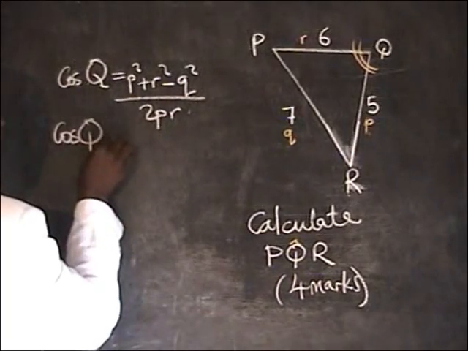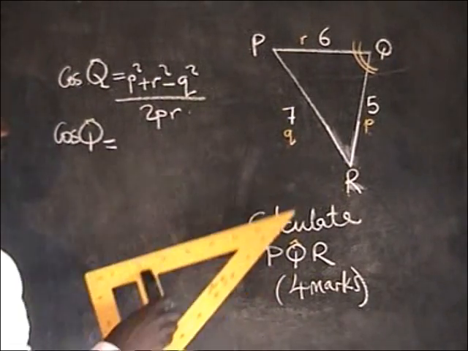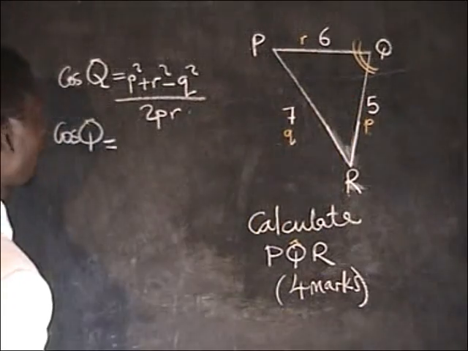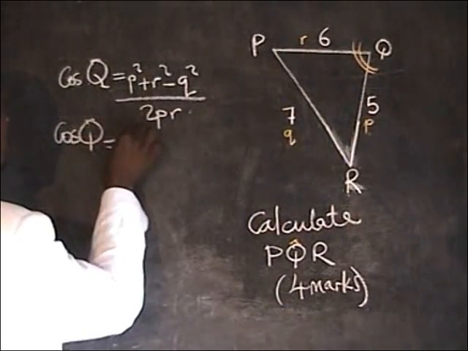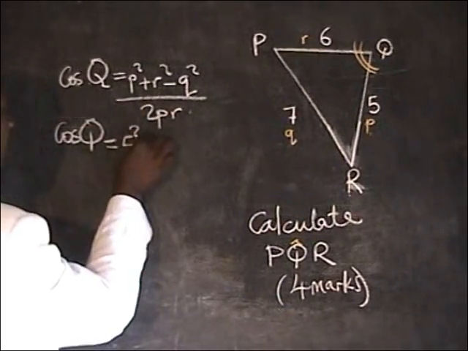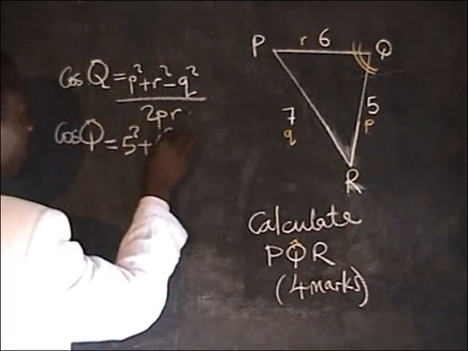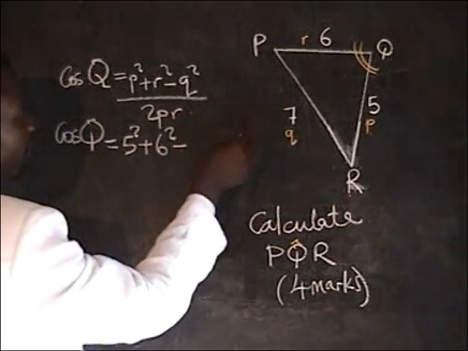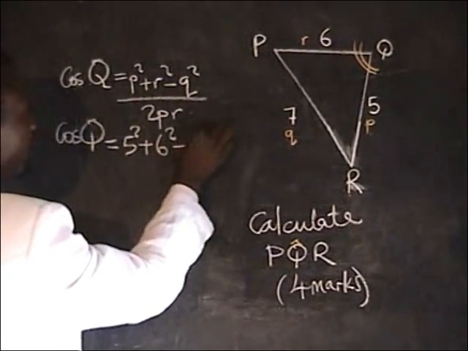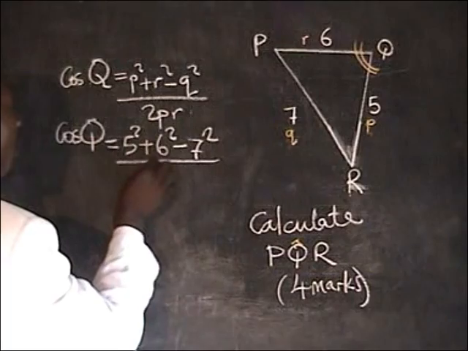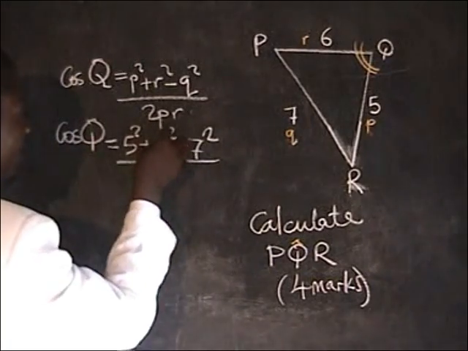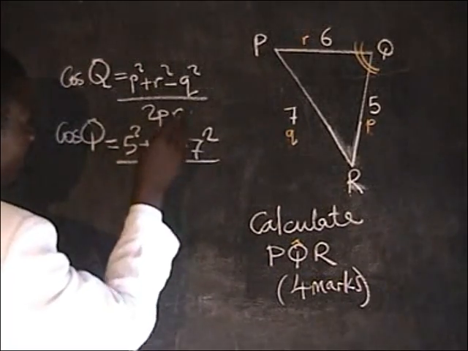So this goes as follows. Cosine capital Q equals small letter p from the diagram, this is a 5. You have to write 5 squared according to the formula, plus small letter r, this is a 6. Write 6 squared. Then minus small letter q, which is a 7. 7 is squared. And this is over 2pr. It means 2 multiplied by p multiplied by r.